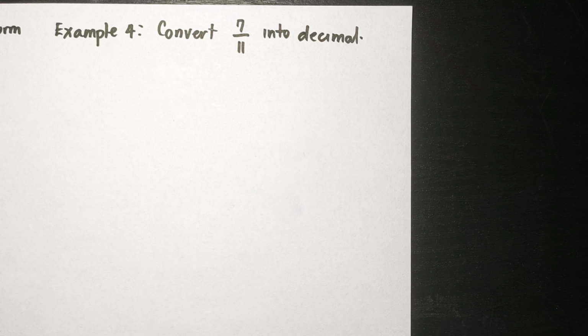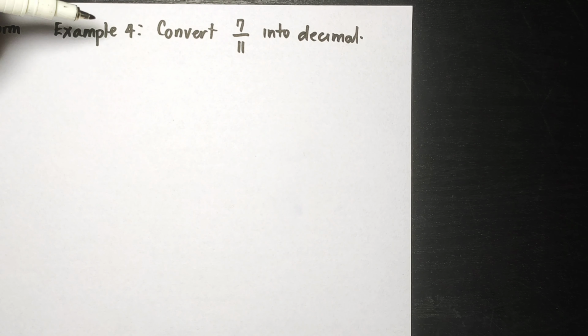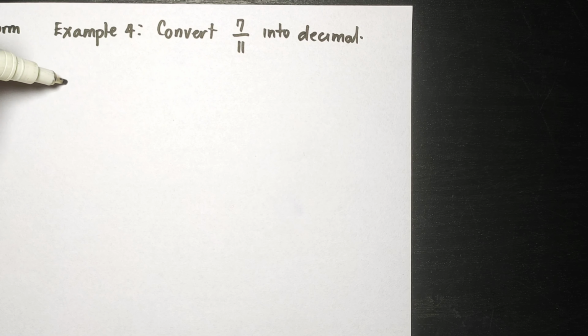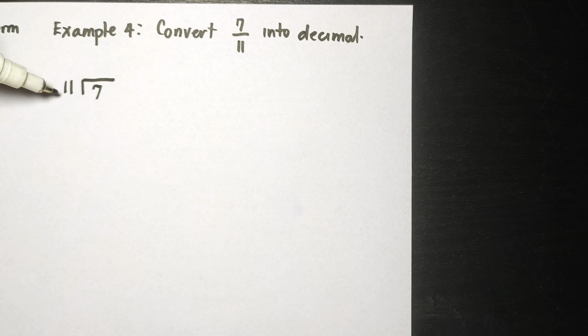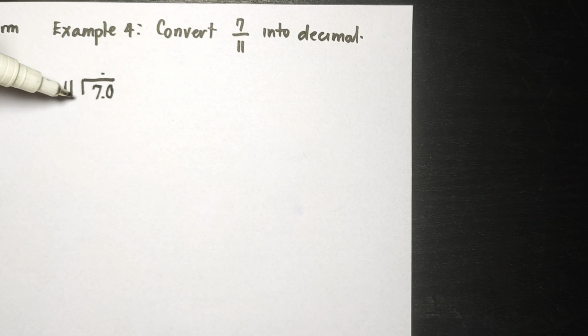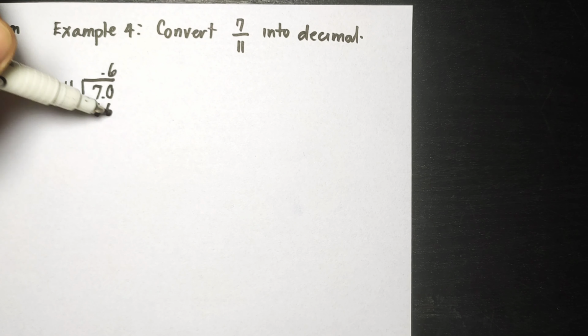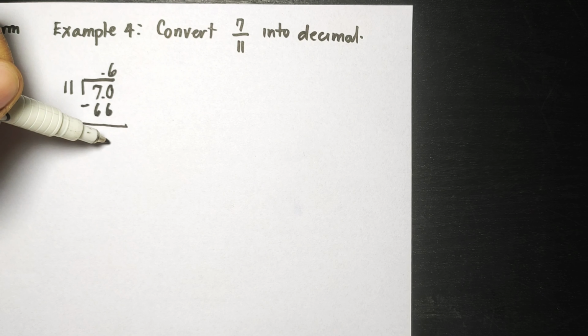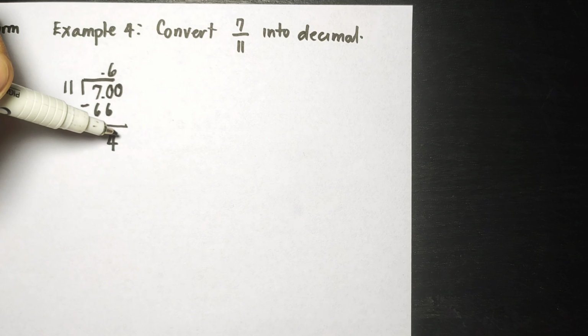Okay, example number 4. Convert 7/11 into decimal. So, using long division, this is your 11, this is your 7. How many 11 are there in 7? None, so we put a decimal point, then add 0. How many 11 in 70? We will have 6, and 6 times 11 is 66. Then subtracting this, that is 4. Since it is not yet 0, add 0, then bring down 0.